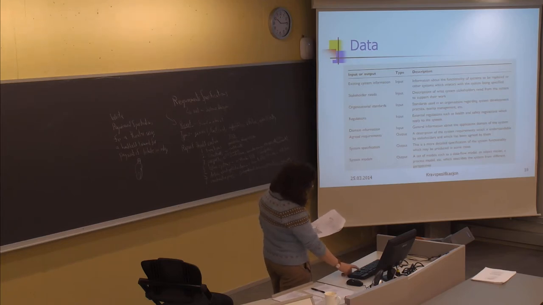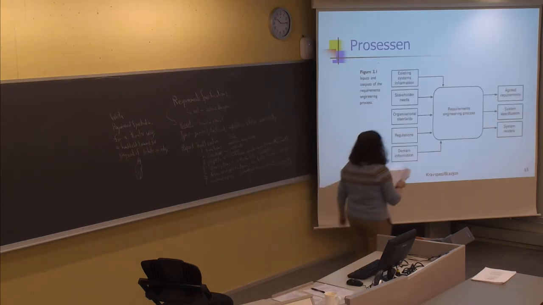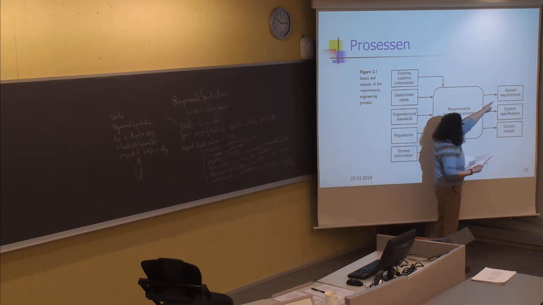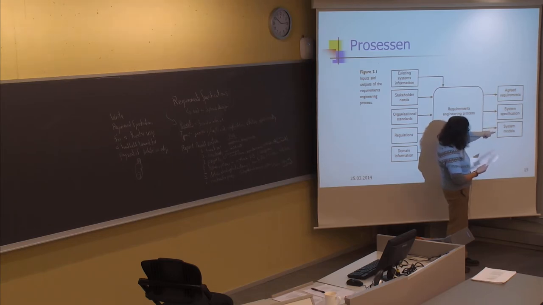So if you want to back up here, you can see that this is what the stakeholders agree on. This is the detailed functionality. And these are the different models, like the data flow model, the output model, and the processing model.